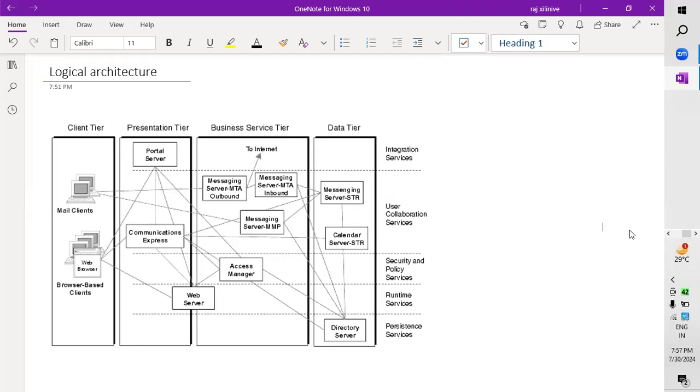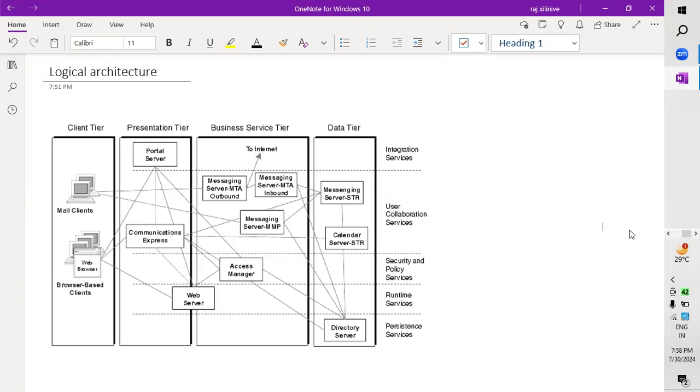Either it can be the messaging server, STRs, or data tiers, or at the same time sending as well as retrieving components in the business service tiers, followed by any kind of HTTP access components and communications. So whatever existed in the presentation tier, all these things will come under this category.